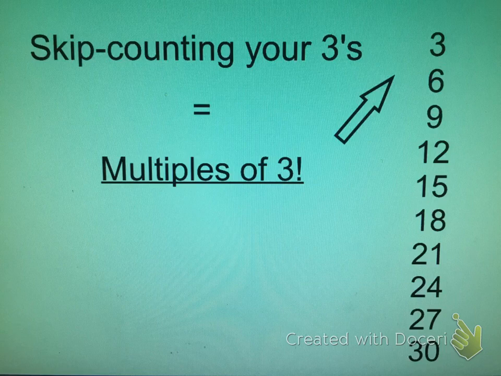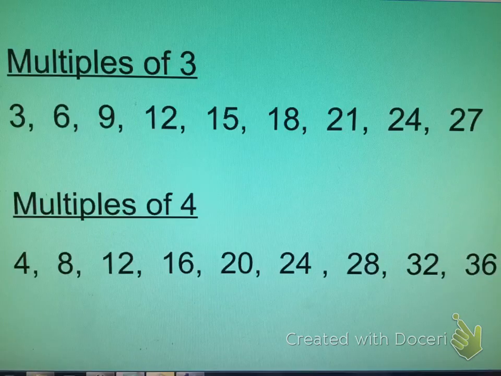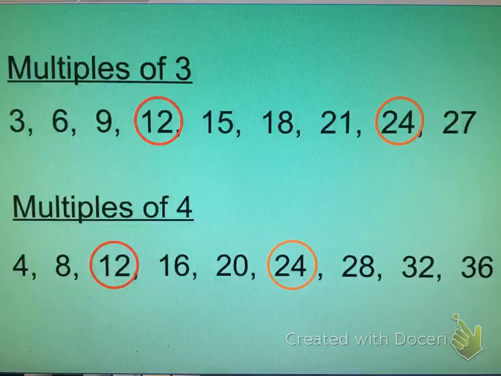Now, many numbers are multiples of more than one number. So for example, if I listed the multiples of 3 and then I also listed the first few multiples of the number 4, you can see that 3 and 4 share a few of the same multiples. We call these common multiples. You can see they share a 12, they share a 24. 12 and 24 are common multiples of 3 and 4.